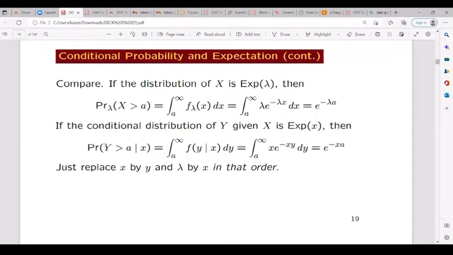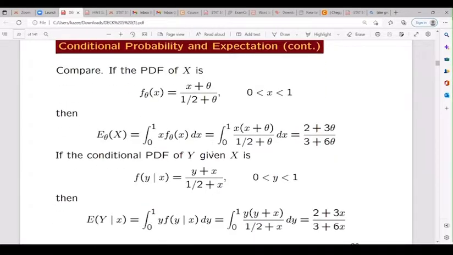Everything is going to center on y. That's why you see f of y given x, then dy, and this is going to be the range of y. And don't forget that f of y given x for the exponential is this one. Then you integrate that and you use the range. At the end of the day, if you compare this with this, what has happened again? x has replaced lambda, just like you had the other time. So take note of that.